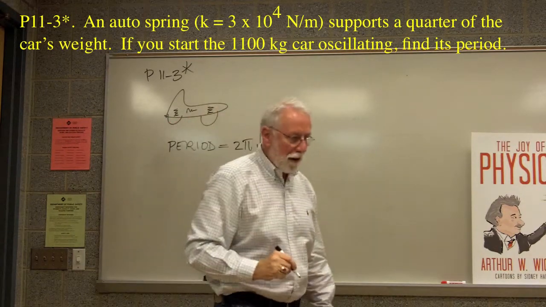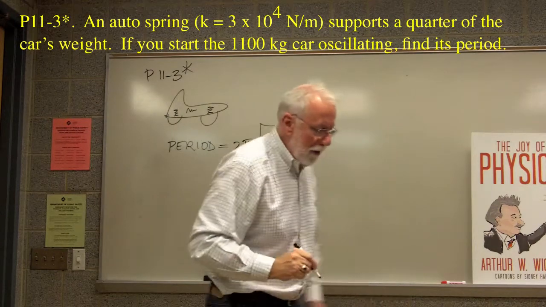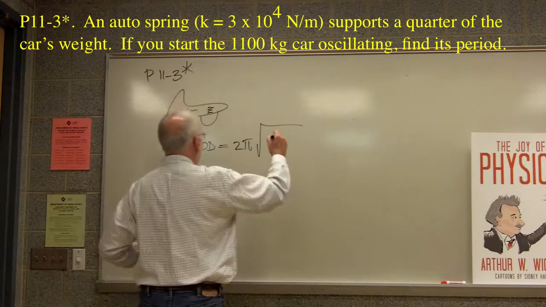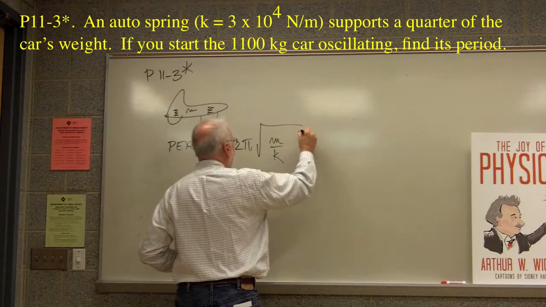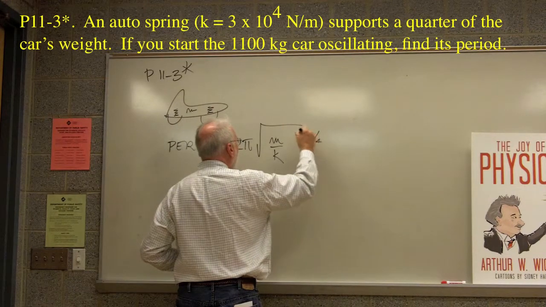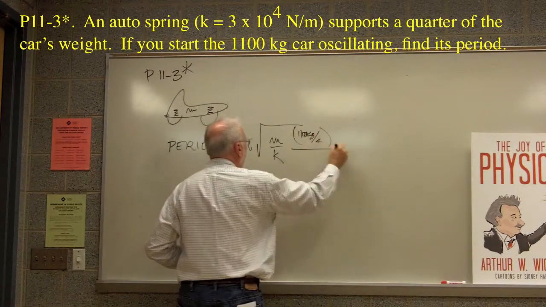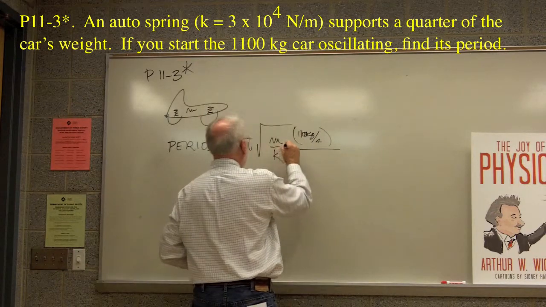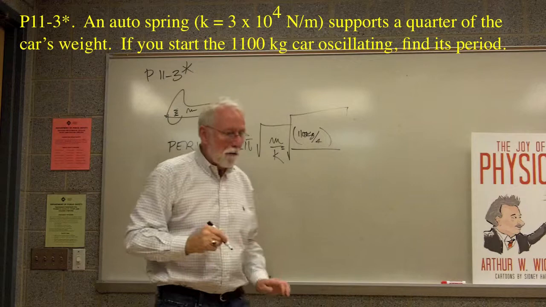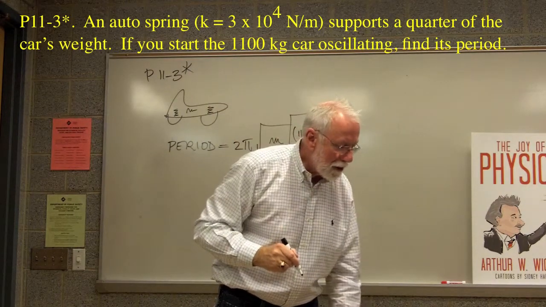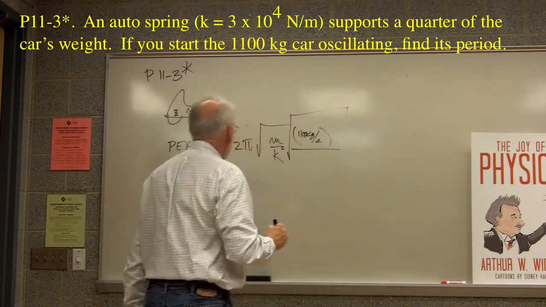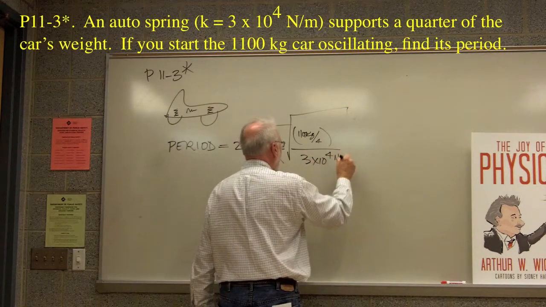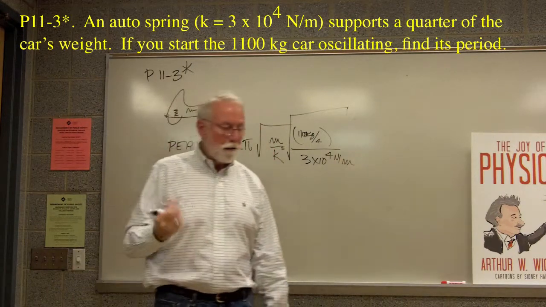Do we know all that stuff? Well, it says that this is an 1,100 kilogram car, but of course only a quarter of it is going to be supported by the spring. So the mass is 1,100 kilograms divided by 4. And what's the k? It says 3 times 10 to the 4th newtons per meter. So that's the spring constant of the car spring.